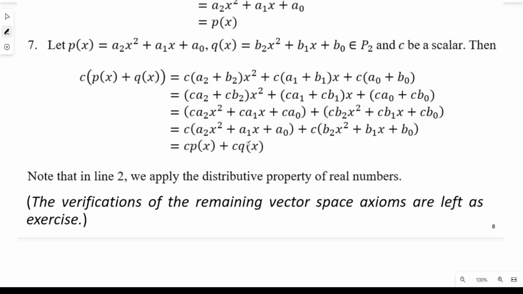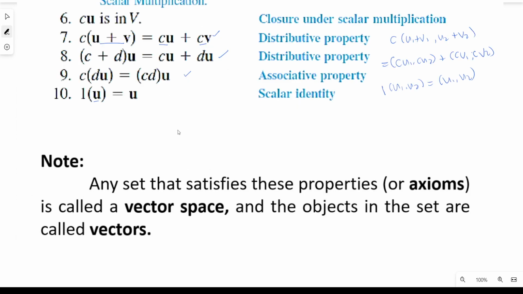So what else needs to be verified? You need to verify that it satisfies this one. It is easy to show that (c plus d) times p: you multiply each of the numerical coefficients, or each term of p, by c plus d. It would then be broken down into terms containing c and terms containing d, so that you will end up with c times p plus d times p.